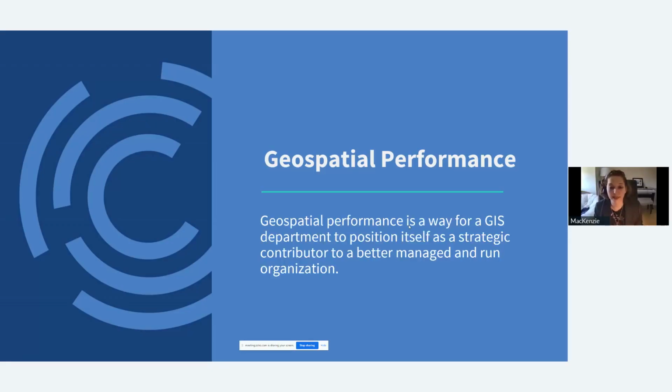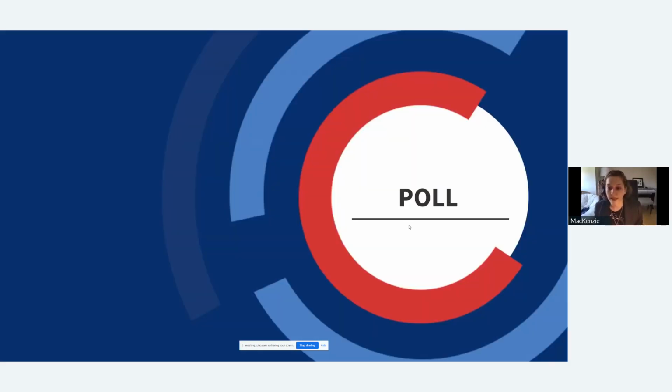So we can think of geospatial performance as a way for the GIS department to position itself as a strategic contributor to a better managed and run organization. A lot of the time, the reason we bring maps to the table is because they can be an integral part of solving business problems or operating better. So it's basically our role to help the organization do that, whatever organization we're in.